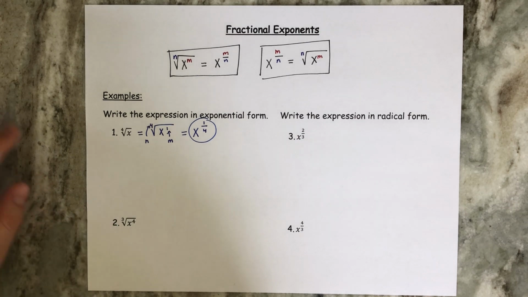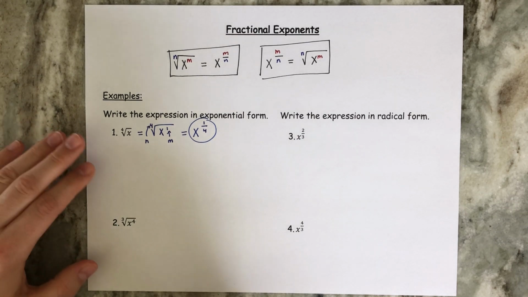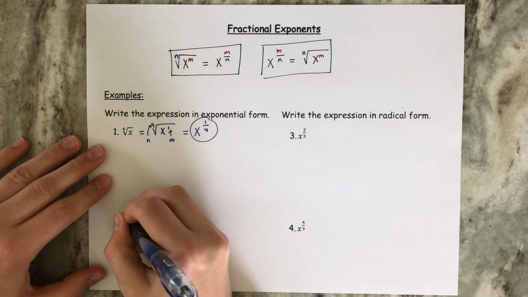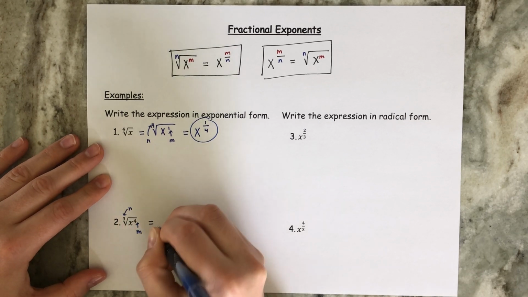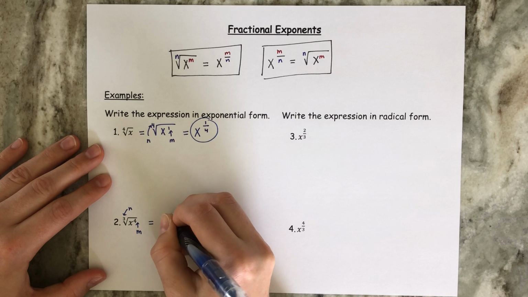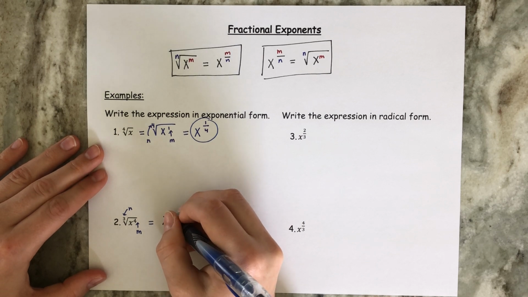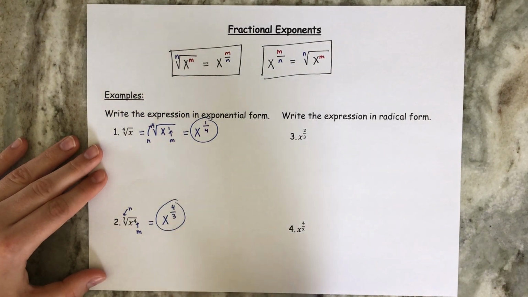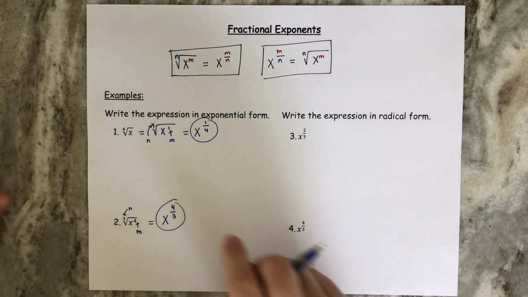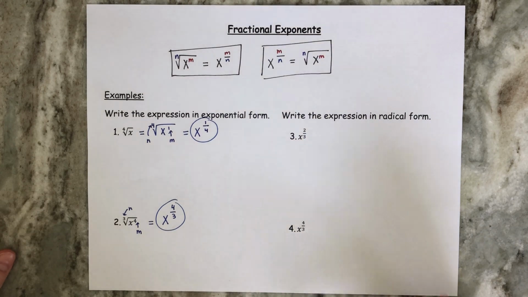Number two, we have the cube root of x to the power of 4. So 3, that is my n value, 4, that is my m value. So my answer is going to be x to the power of m over n, 4 over 3. And these fractions can't be simplified any further, so you would just leave your answer exactly like that.